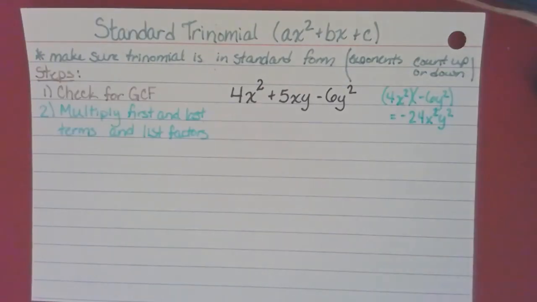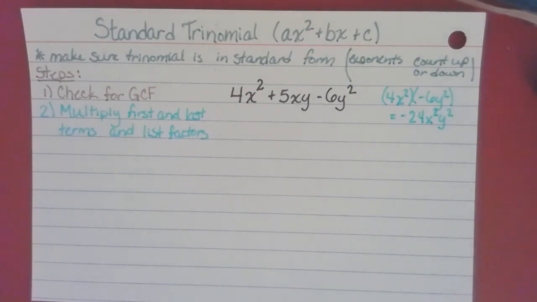Okay, so the second step is going to be multiplying that first term and the last terms together, and then we're going to list the factors. So we've started that. We've done the 4x squared times negative 6y squared. Now I do that off to the side of the problem that I'm going to work because I don't want my calculations to confuse the problem that I'm solving. So keeping it a little organized, we're going to list our factors of 24, and then we're going to put the x and y with it because we're going to take each one of those letters.